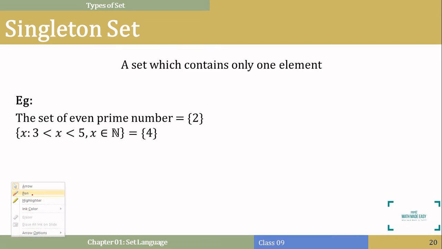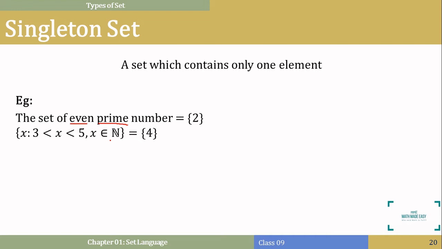Let's see some examples. The set of even prime numbers, as we saw in the last video, is nothing but the element 2, which is a singleton set whose cardinality is 1. Likewise, let's consider other examples too, where the set of x such that 3 < x < 5, where x belongs to the natural numbers.